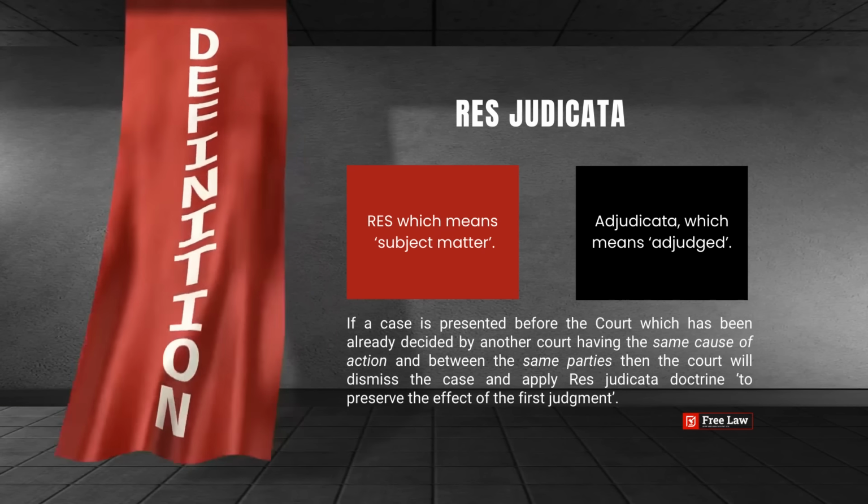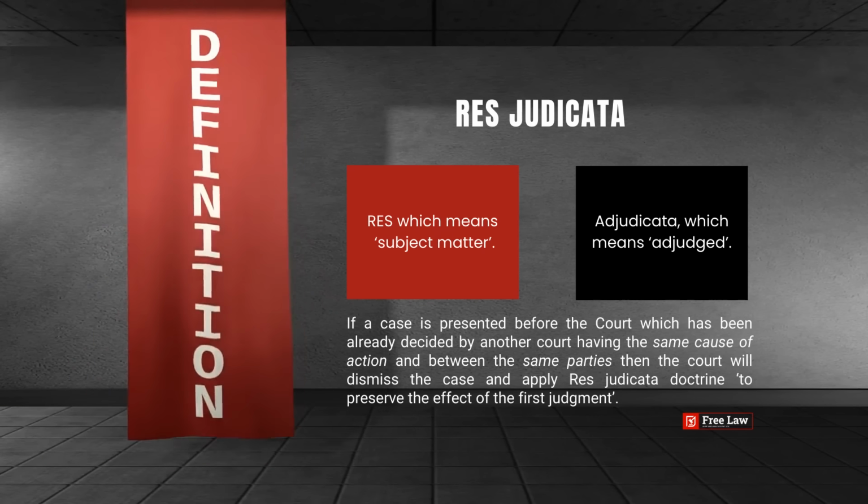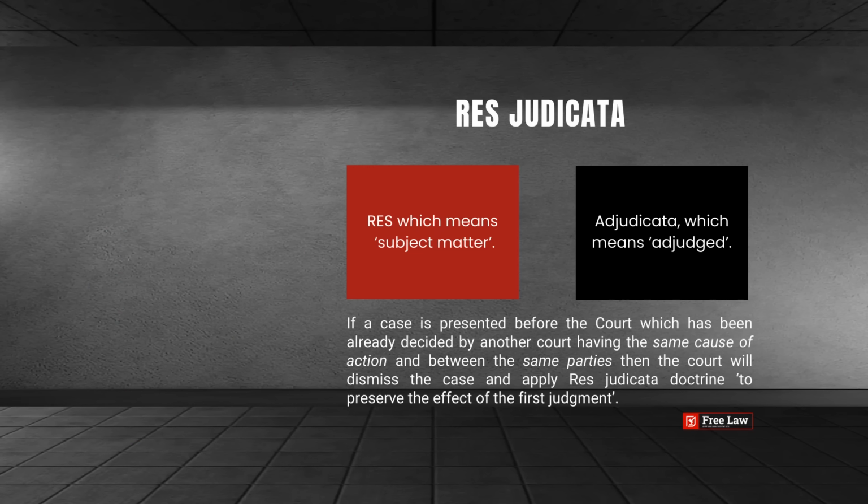So let's define res judicata. Res means subject matter. Adjudicata means adjudged. So if a case is presented before the court, which has been already decided by another court having the same cause of action or claim, and between the same parties, then the court will dismiss the case and apply res judicata doctrine to preserve the effect of the first judgment.